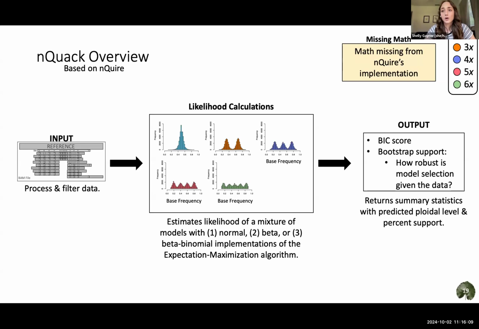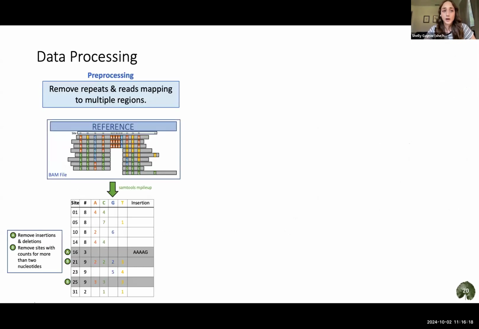Over the next couple slides, I'll walk you through the different stages of our method and highlight what we've added, what was not included in NQUIRE. So first, data processing. Before using our method, we highly suggest that you remove repeats and reads that map to multiple regions. Once you have your beautifully cleaned sequence data mapped to your reference, our software transforms this into a table, then removes insertions and deletions, and removes sites with counts for more than 2 nucleotides. We only want the biallelic sites.